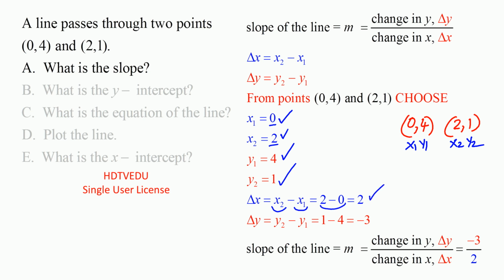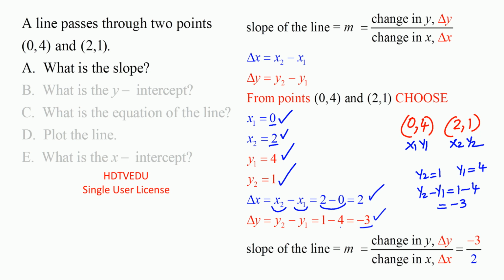How about delta y? Change in y is y2 minus y1. y2 is 1. How about y1? It's 4. So what is y2 minus y1? 1 minus 4, and that is negative 3.